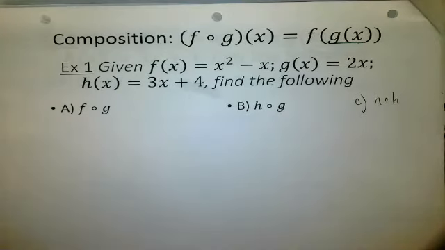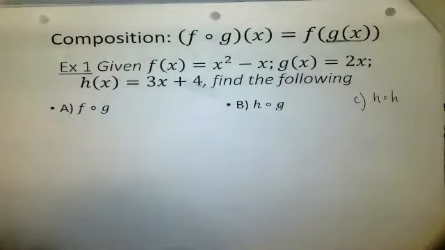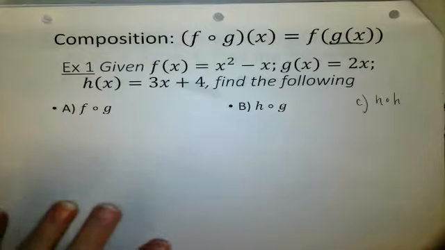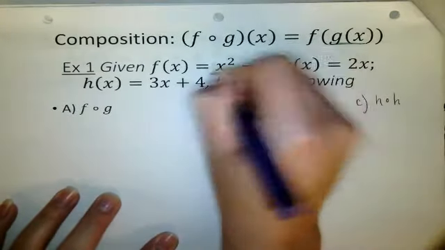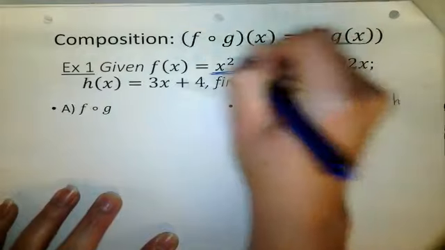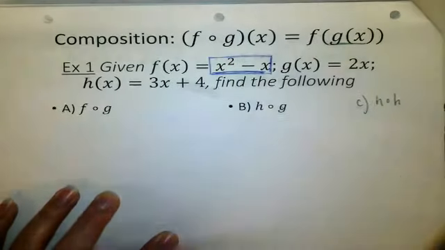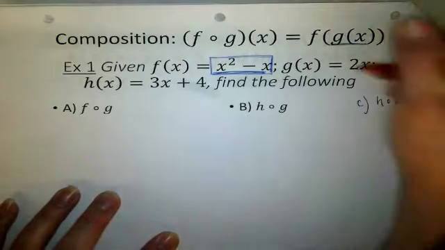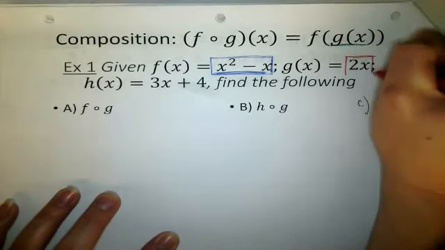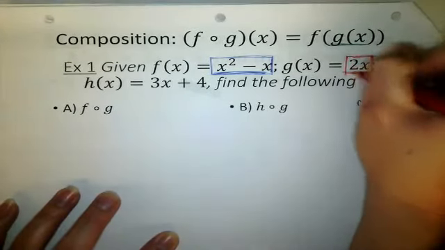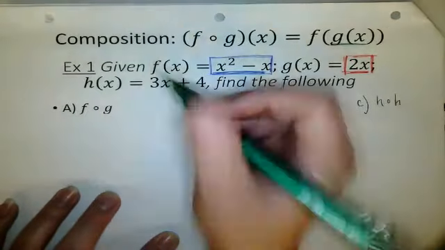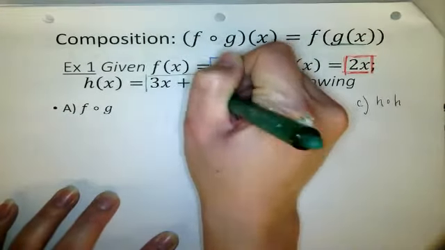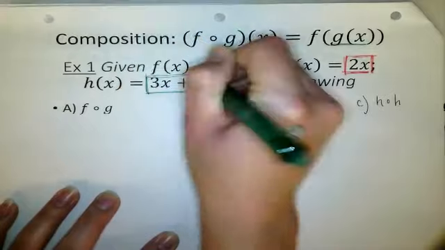Okay, so first we have F of G. I'm going to try to color code as best I can here. If you have colors, then color coding is always a good thing to do in notes. It helps later. Let's say that that's blue. I'll make G of X red, and I'll make H of X green. There we go. All right.